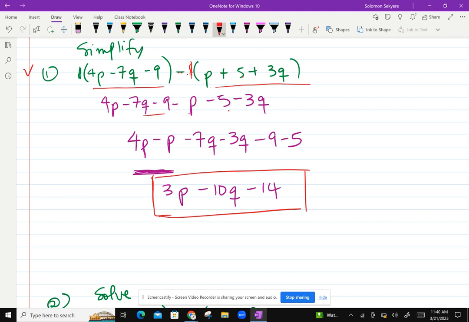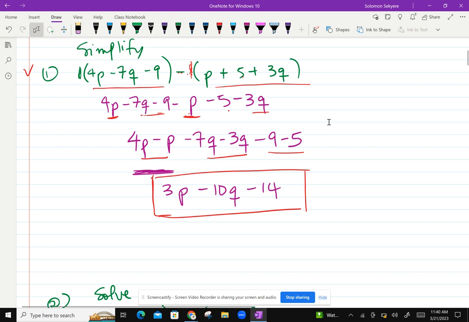After that, what do you do? You combine like terms. So you group your p's, 4p and negative p, you put them together, negative 7q and negative 3q, you put them together, and then negative 9 and negative 5, you put them together. This is what you get.